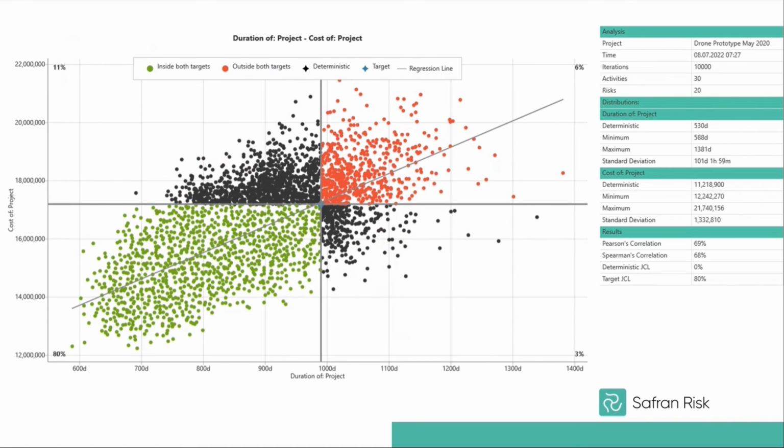And so those are how joint confidence levels are calculated and how scatter plots enable more informed conversations around project contingencies and decision making.